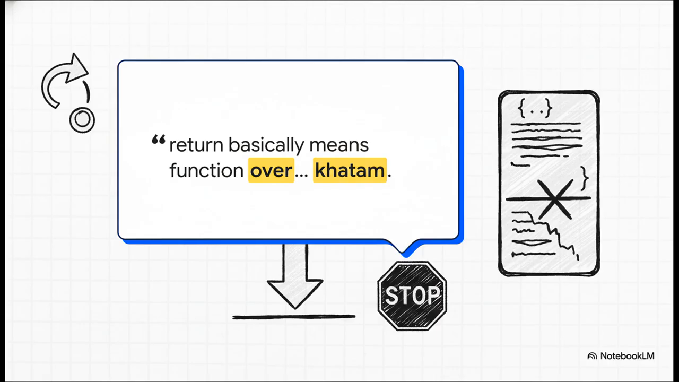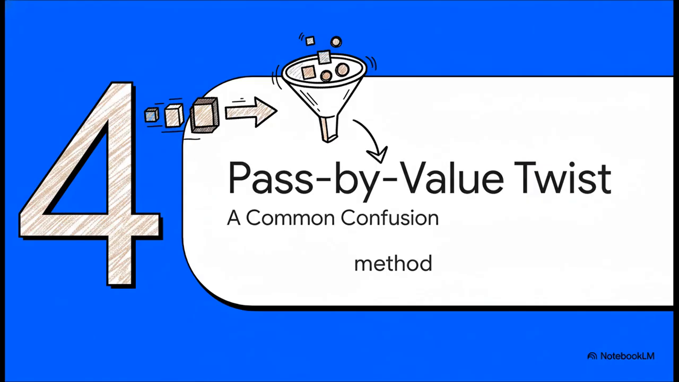The function is over. It's done. Nothing after that line of code is going to run. The method has said its final piece, and it's out. All right, now we need to talk about one of the biggest hurdles for anyone learning Java.